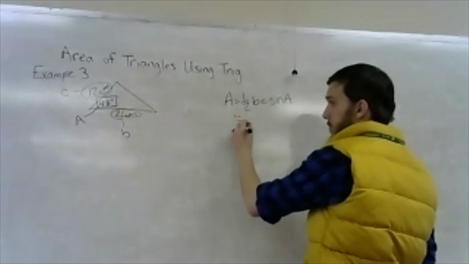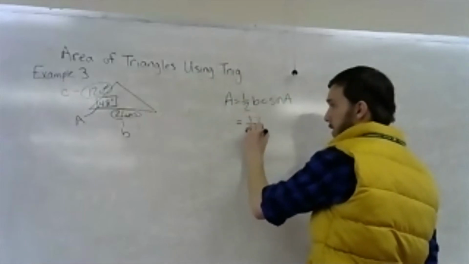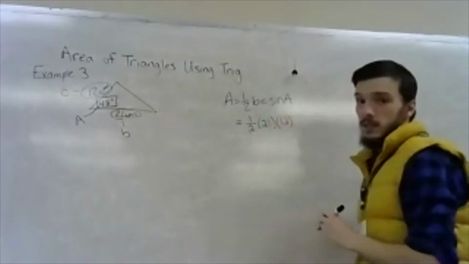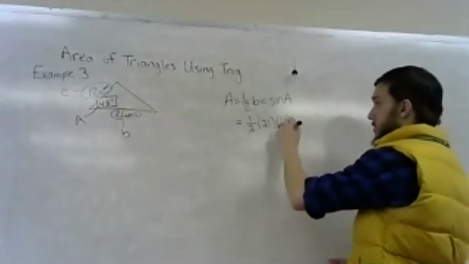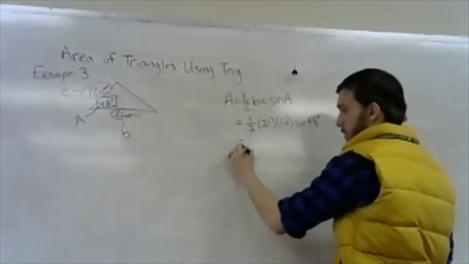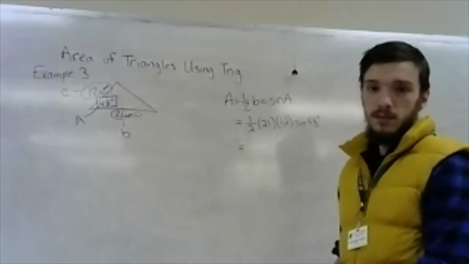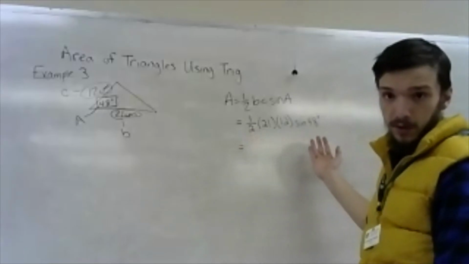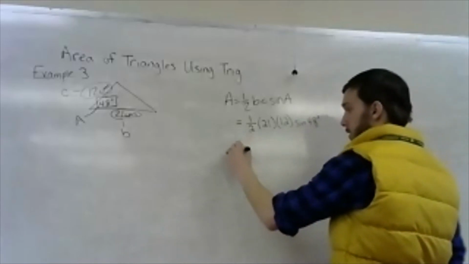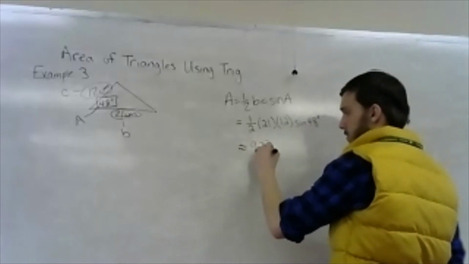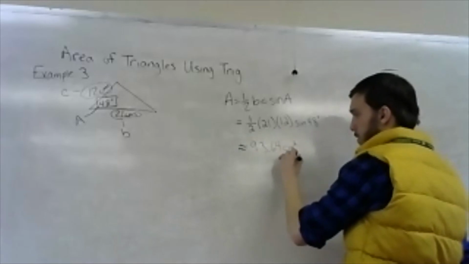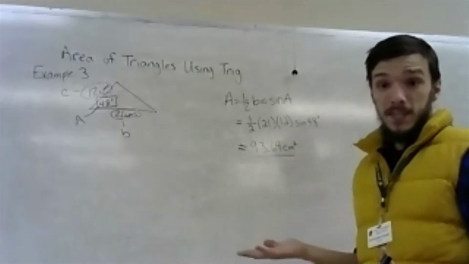So the area is going to be 1/2 times 21 times 12 times sine of 48 degrees. And we can just put this all into our calculator and figure out that the area of this triangle is going to be about 93.64 centimeters squared. There we go. That's pretty simple.